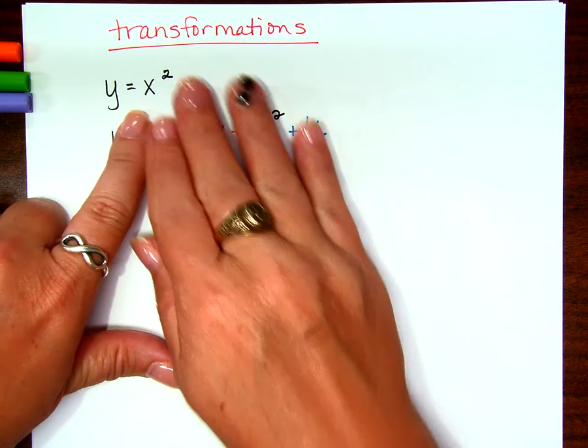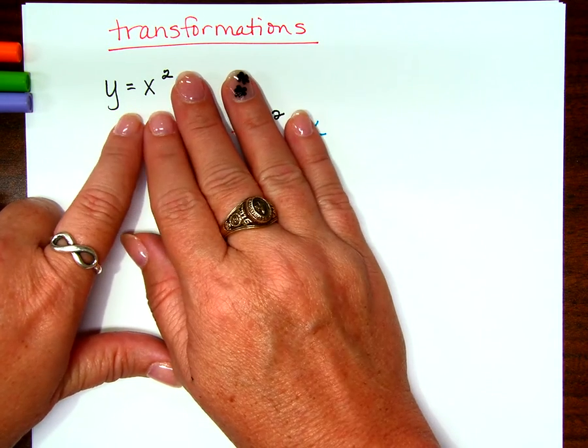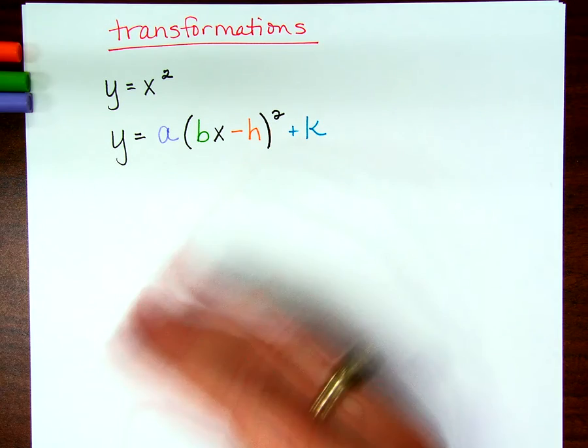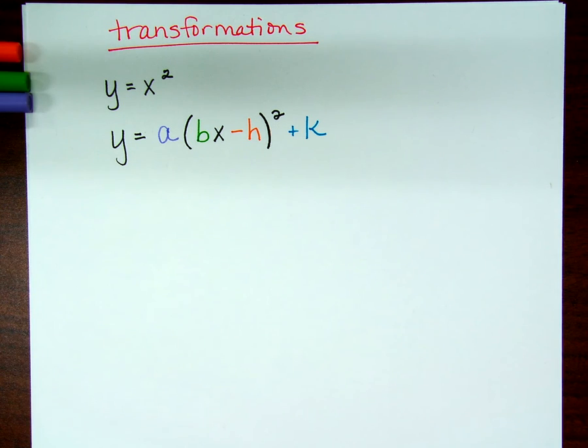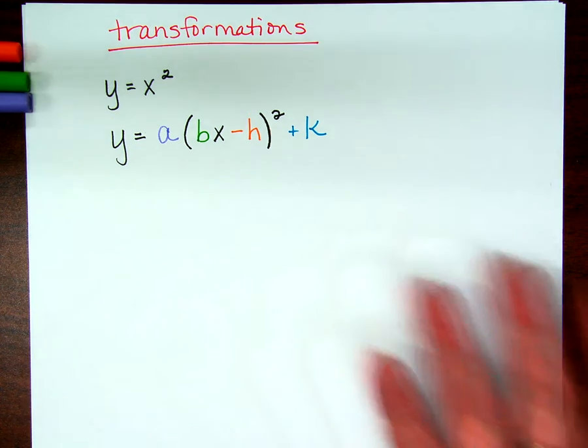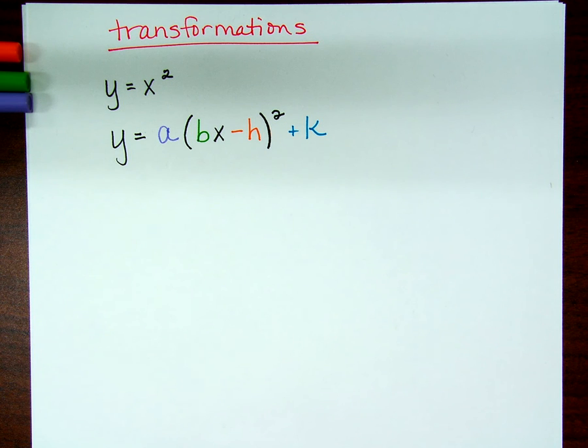But hardly ever are we going to see it like that. It's always going to have some other stuff with it. So I want you to know what that other stuff does to the parent function. Okay? So let's start. What do you want to start with? A, B, H, or K? A. We're going to go linearly right down the row.